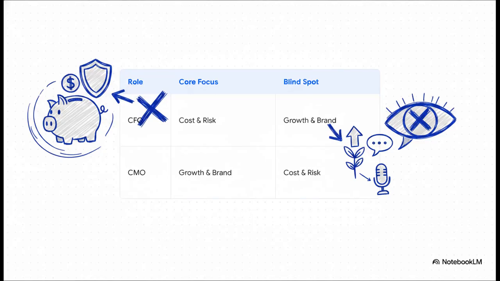Now, here is where it gets really fascinating: constraints and blind spots. Real people are limited in their perspectives, right? And your AI should be too. Think about a chief financial officer. They are hyper-focused on cost and risk, but that creates a very natural blind spot for things like brand growth. On the flip side, a chief marketing officer is laser-focused on growth, but they may be completely blind to creeping costs. Giving an AI these intentional blind spots doesn't make it weaker.